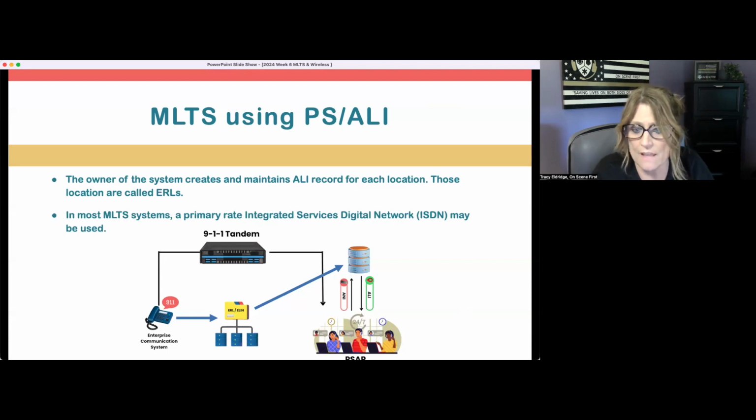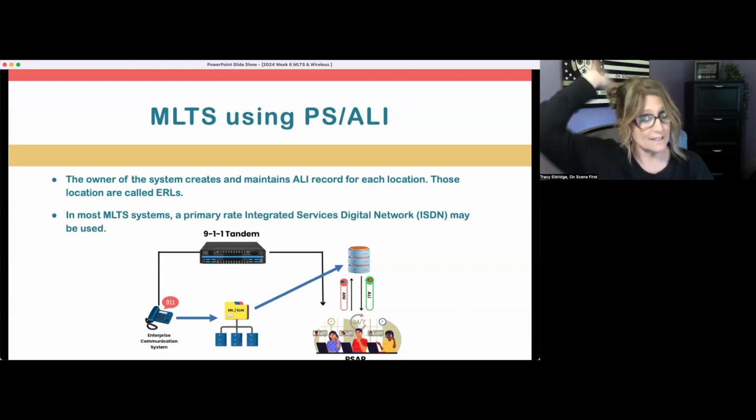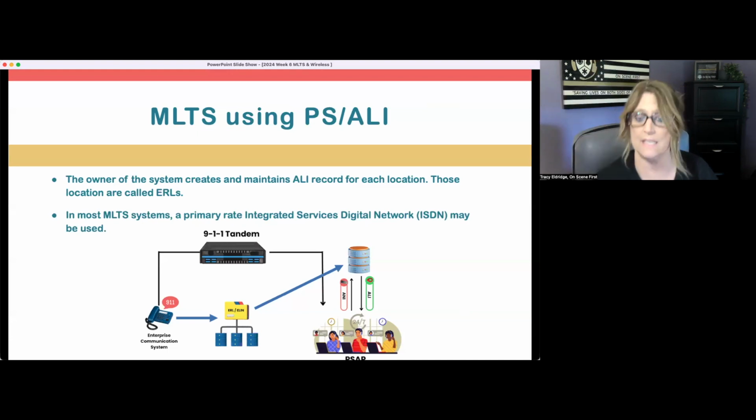All right, the ELIN must be a DID, so it'll enable ALI to work. But no, the ELIN is not a DID. The ELIN is not a phone number that you would know. You wouldn't see the ELIN. That's the magic key that's happening behind the scenes. It's not actually a phone number.